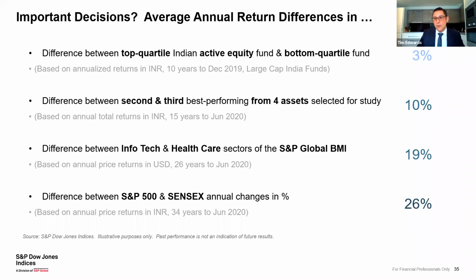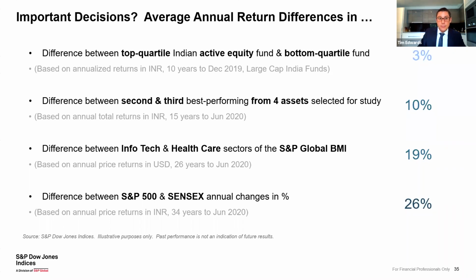And finally, on the big theme that's been running through this whole presentation, maybe think about having some allocation to the US and to the S&P 500, as a representation of that. With the longest history of any of the data I'm showing you, there's more than a quarter, 26% average difference. So that's a really powerful difference that you can make to your portfolio.